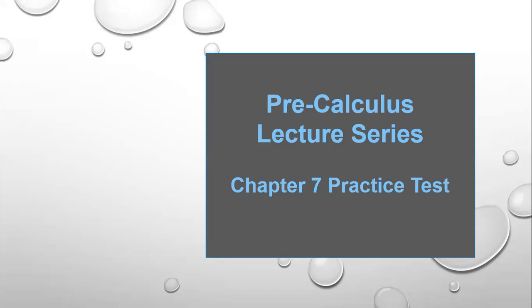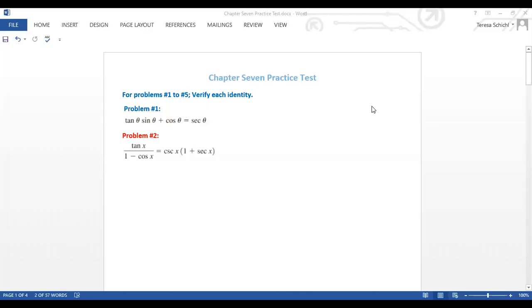And in this video, we're going to take a look at the chapter 7 practice test. For this practice test, I'm only going to do a part of it to help you get started, and you can finish the remaining, okay? Let's take a look at what type of problems we're going to have in the practice test. The first problems, 1 to 5, ask us to verify identities.